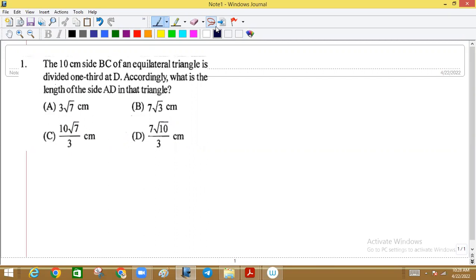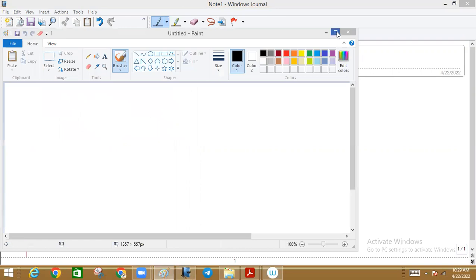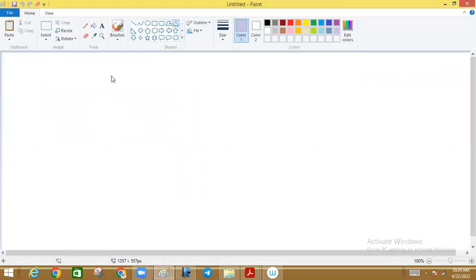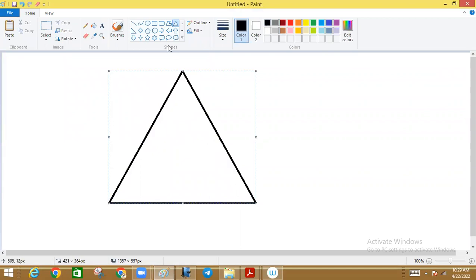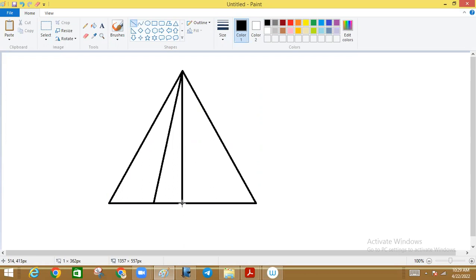He is giving you the 10 centimeter side BC of an equilateral triangle. Equilateral triangle means all sides are equal. He's taking a side BC and is taking AD on it. I'm taking the median or height because all of them are equal in an equilateral triangle.